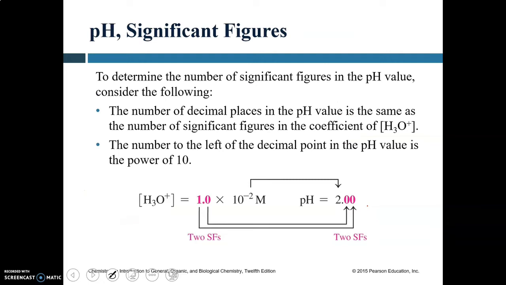How do we calculate the number of significant figures in the pH? The number of decimal places in the pH value is the same as the number of significant figures in the coefficient for hydronium ion concentration. And the number to the left of the decimal point is the value, so is the power of 10. So 1.0 multiplied by 10 to the power of -2 would give us a pH with 2 digits past the decimal point.